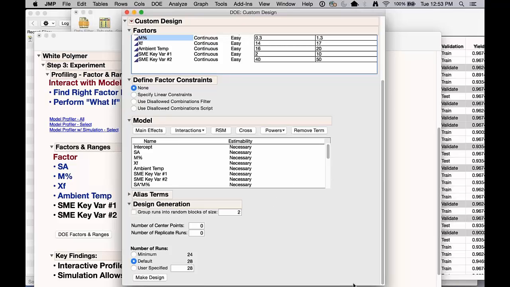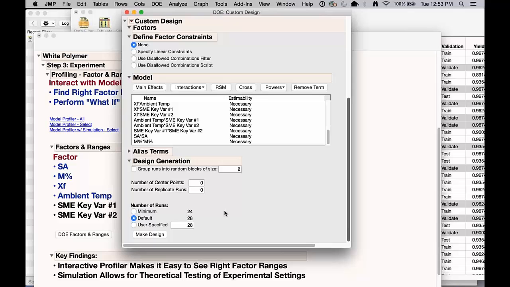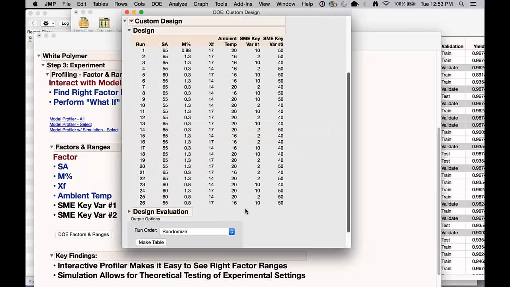Now, down here at the bottom, you see this 24 to 28? Those are the designs available to me. Instead of using a traditional design, the custom designer will surface them all, but it'll give you a range, and it'll let you build what you care about. If I can only afford to do 26 simulated runs, I can type that in. And when I say make the design, this will go and make the design that I can go and apply the simulation to. And it will try to do it as efficiently and in as balanced a way as possible.